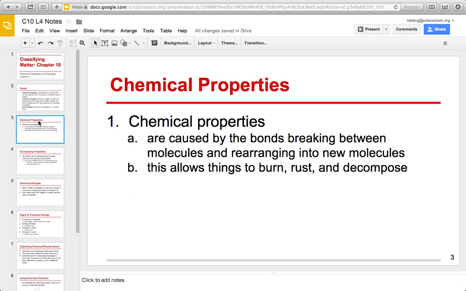Chemical properties are caused by bonds breaking between molecules and rearranging into new molecules. This allows things to burn, rust, decompose. These are all different types of chemical reactions. There are 5. We're not going to go into what the 5 are, but know that they are caused by the breaking of bonds and forming of new bonds between molecules.